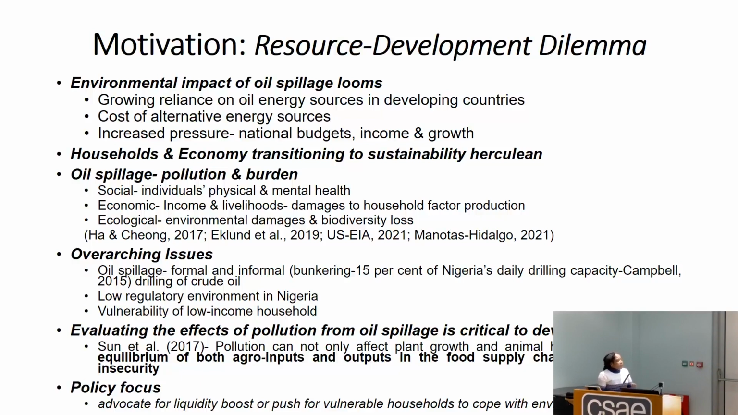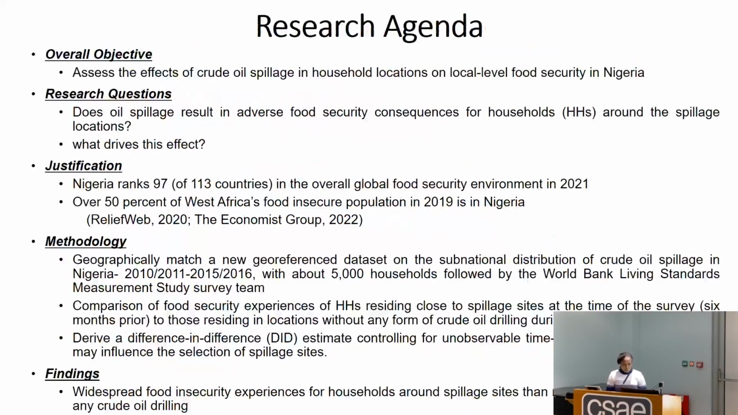What is of key interest to this study is to evaluate the effects of pollution from oil spillage and how it affects development. And the policy focus is to advocate for funds or cash transfers or push efforts that can actually assist vulnerable households to cope with environmental shocks. The overall objective of this study, like I said, is to assess the effect of crude oil spillage in household locations on local level food security in Nigeria. The research question we pose is, does oil spillage result in adverse food security consequences for households around the spillage location? And what exactly is driving these effects?